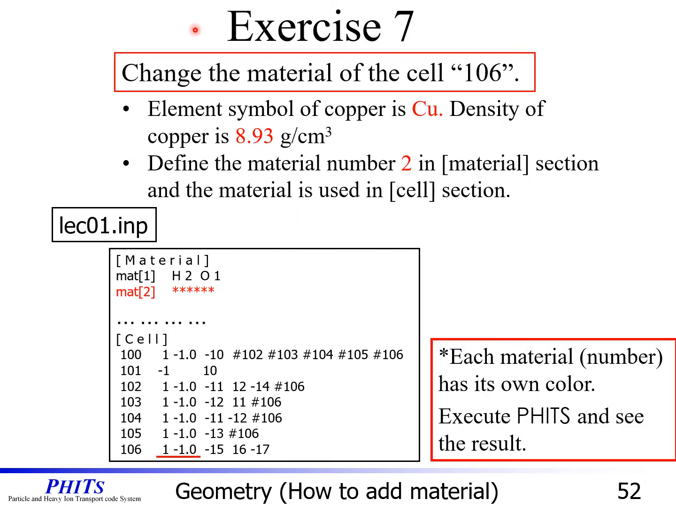Now, let's start the exercise 7. Please add copper in the material section, and change the material in the cell 106 from water to copper. The density of copper is 8.93 gram per cubic centimeter. At first, define the material number 2. And then change the definition of cell 106. Note that each material number has own color. After that, please execute PHITS and check the result.